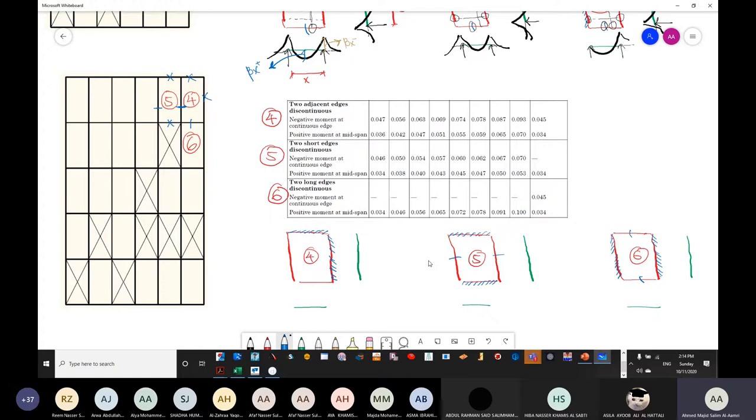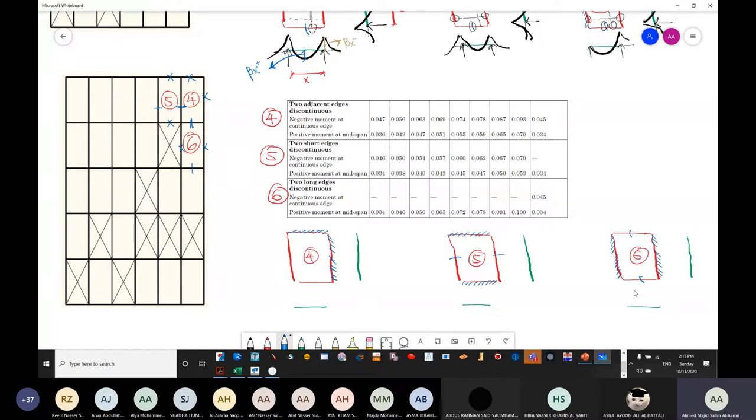Going for case number six. Case number six, once again, it says for us two long edges discontinuous. So if you see, two long edges discontinuous. So this is continuous now, one short continuous, another short continuous. Now one long is discontinuous, another long is discontinuous. So what we have drawn says two long edges discontinuous. So this is discontinuous, this is discontinuous. There are no slabs on the left and right, but it's continuous from the top and bottom.